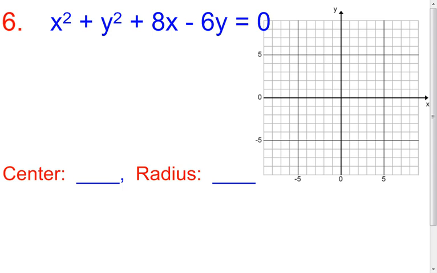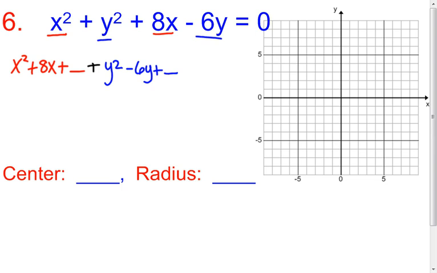You're going to group things that have an x in them. So I'm going to group this and this together. So I will have x squared plus 8x, and then I'm going to put a blank behind it right there. Okay, and then I will group things that have a y in them together. And so I'm going to put that in between here. And then I will put y squared, and then minus 6y, and then plus a blank right here.